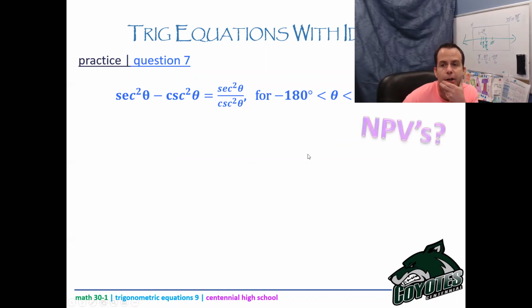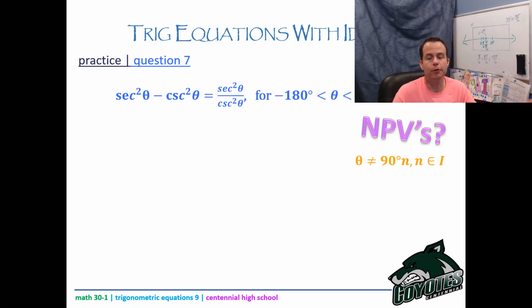Okay, well, let's talk about NPVs first. Secant is 1 over what? Okay, secant is 1 over cos, but cosecant is 1 over sine. So either way, sine can't be 0. Cos can't be 0, which means my NPVs, we're looking at theta equals 90 degrees n, where n is a member of the integers.